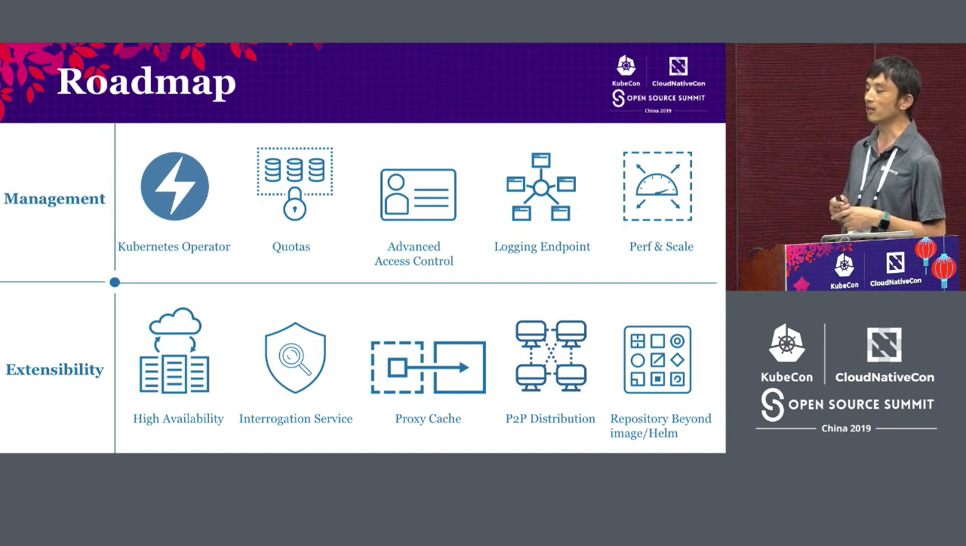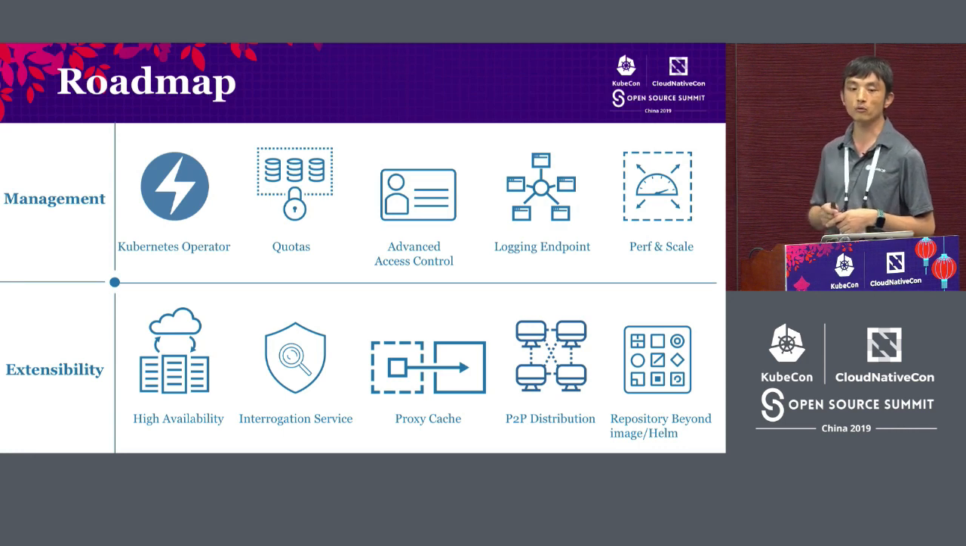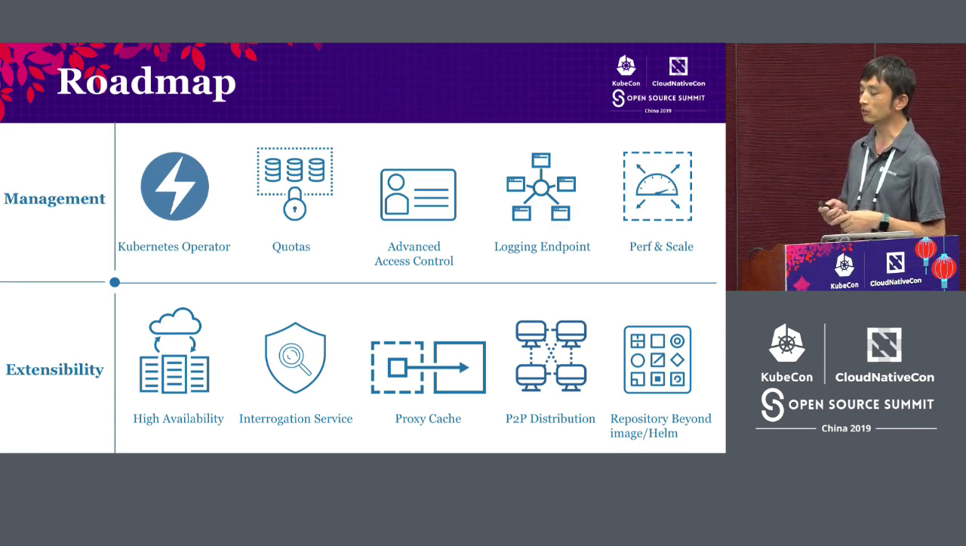And next is proxy cache. Many people have talked about that, and we have heard a lot about that. We will put it in our roadmap. So in the future, we're going to provide a proxy cache mechanism. We can pull it from the upstream registry, and then P2P distribution.